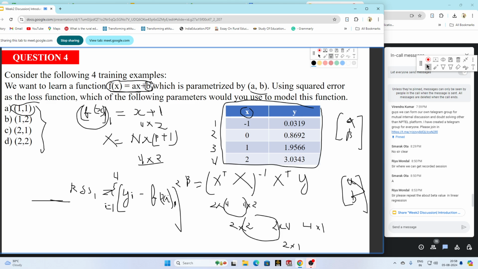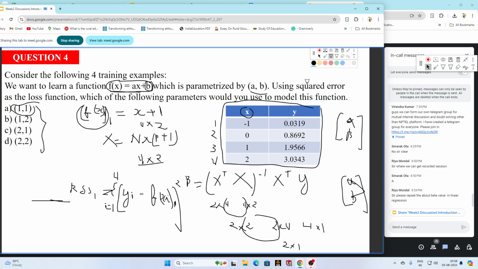We want to learn a function f(x) = ax + b, again a linear regression problem, with squared error as the loss function. Which of the following parameters would you use to model this function? We want the least squared error. So how do we find the least squared error?